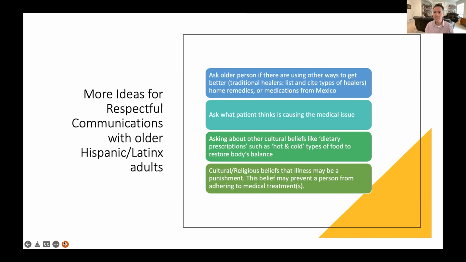Also, asking about other cultural beliefs, like dietary prescriptions, such as hot and cold types of food. Many cultures believe that food is a medicine, where there are certain foods that you would eat to counteract illness. If you have a fever, you eat, I don't know, something like garlic, right? So hot food, cold food. And then of course, cultural reasons why people may be ill. Okay, next slide.